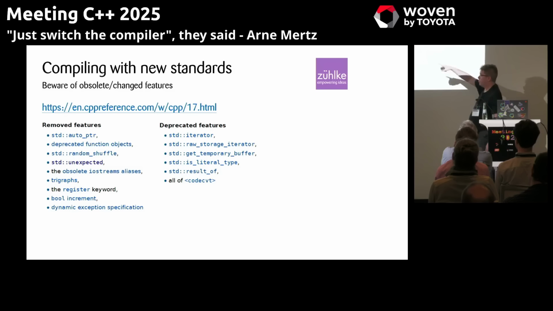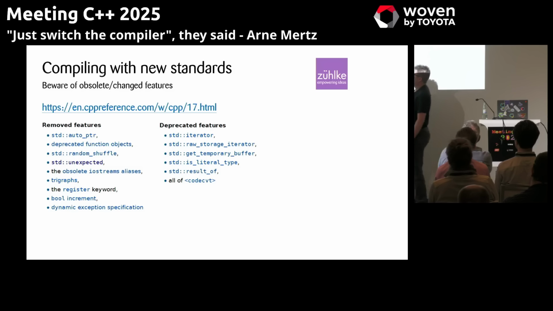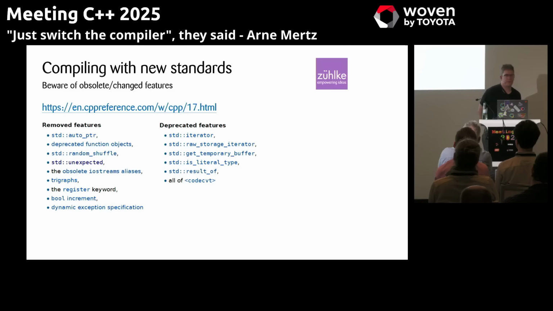So these removed features, like auto_ptr and something like that, you hopefully don't have in your C++11 and 14 code. But still, it might be there. One thing to be pointed out: std::unexpected has been removed with C++17. std::unexpected has been reintroduced with C++23. But std::unexpected is not std::unexpected.